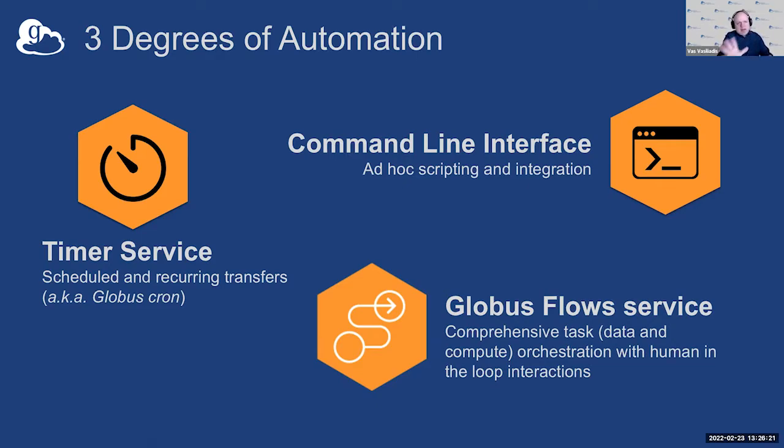And I like to talk about this in the mode of the three degrees of automation. So this is progressively adding greater levels of automation and greater levels of control and customizability to the way you move and share and analyze and search for data. So on the left is the timer service. And then there's this intermediate approach of using the command line and then the Globus flow. So I'll talk about each of these in turn.